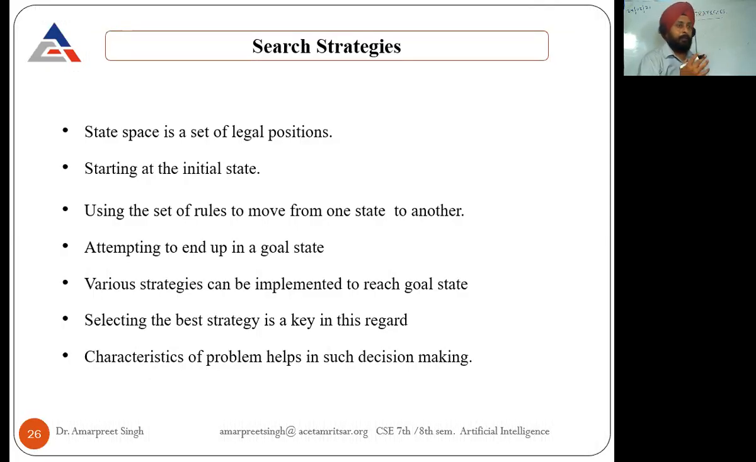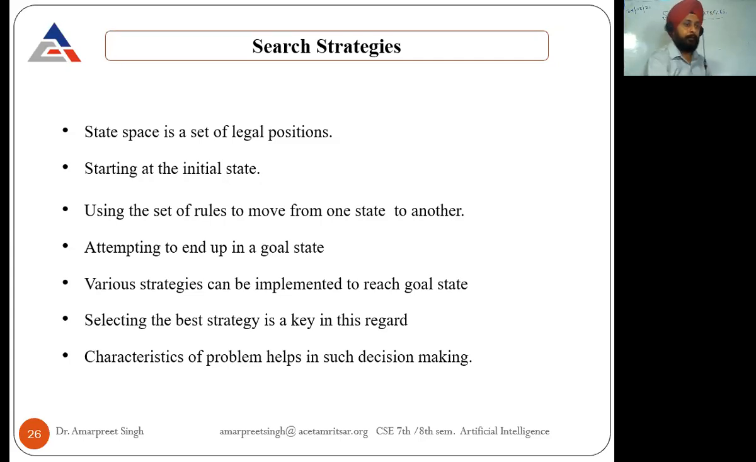So, search strategies. First of all, we are searching state spaces with the legal positions. We start from the initial state, then using a set of rules, we move from one state to another, attempting to end in a goal state. To do all this, various strategies can be implemented to reach a goal state. Selecting the best strategy is the key point in this regard. The characteristics of the problem help in deciding which strategy we should apply to reach the goal state.